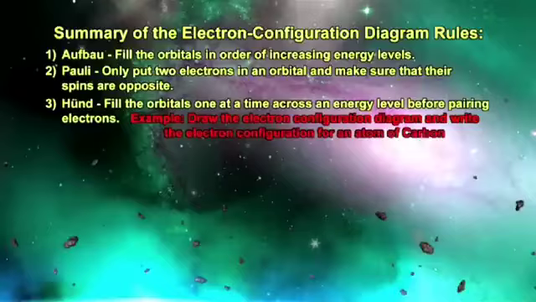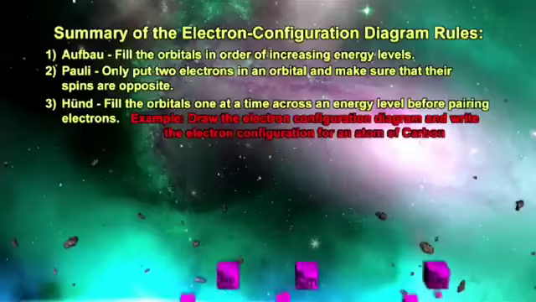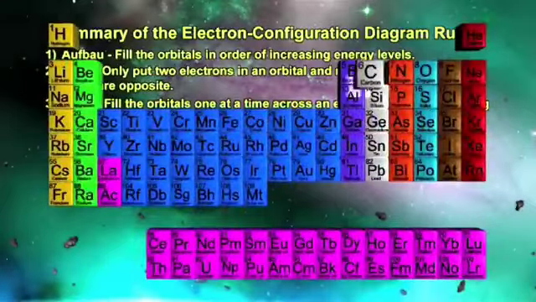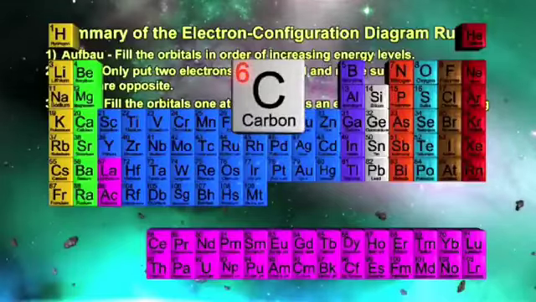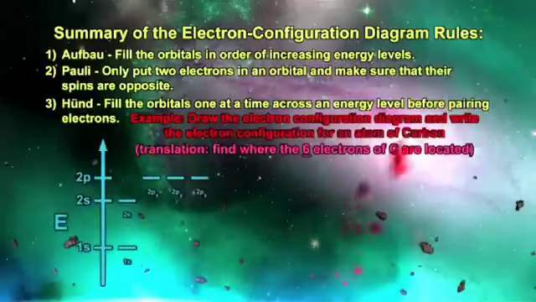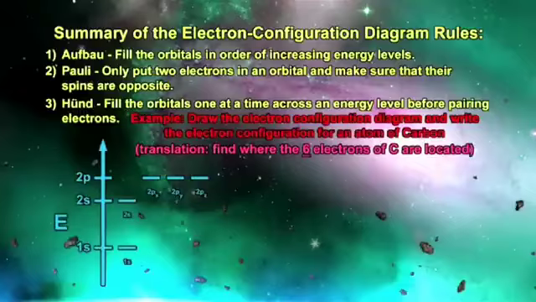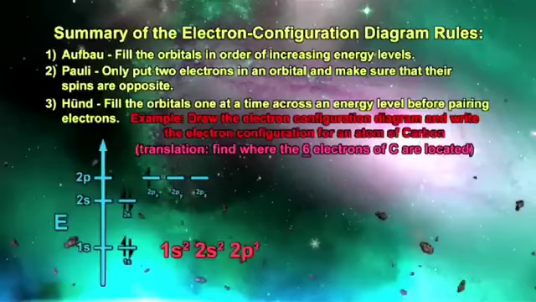To work this example problem, we first need to consult the periodic table to ascertain how many electrons are in a neutral atom of carbon. In the first chapter, we learned how to quickly deduce the number of electrons, and we will need this skill now. The atomic number of carbon is 6. Thus, a neutral atom of carbon has 6 electrons. Therefore, this problem simply translates to finding a home for 6 electrons. Following our 3 simple rules, we place all 6 electrons into our diagram as shown. Start at the bottom, working our way up, 2 electrons per orbital with opposite spin, and fill the orbitals one at a time across an energy level before pairing electrons.